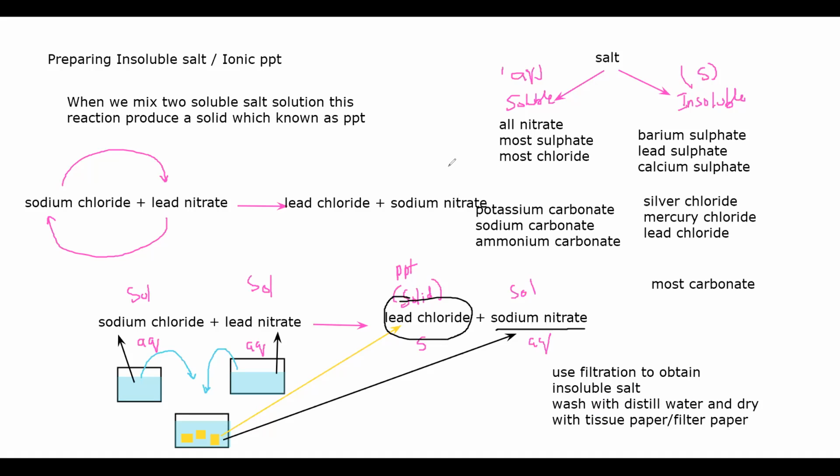So this is a technique. We mix two salt solutions. After mixing the two salt solutions, if a solid is formed, this solid is called a precipitate, and this reaction is known as ionic precipitation.